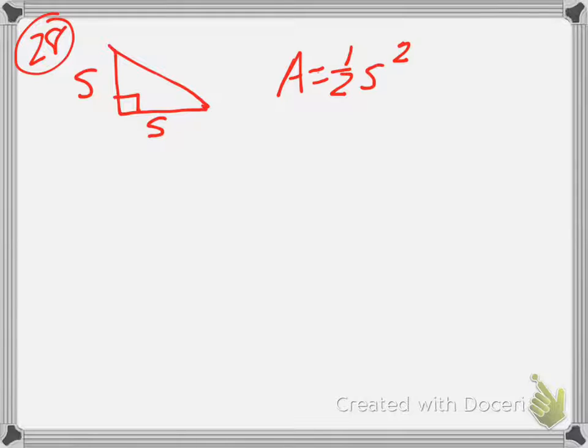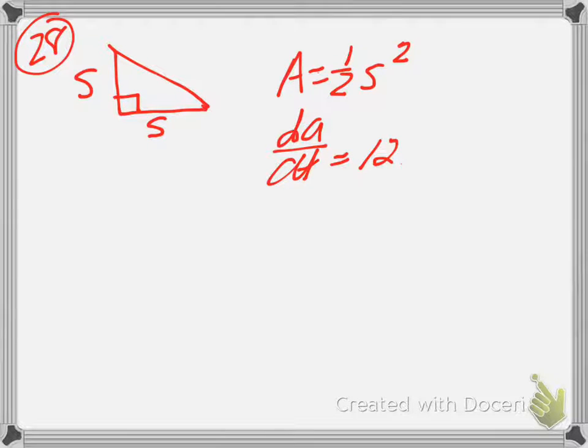Okay, here's number 28. Seems a little crazy, but I don't think it'll be that bad. So we have an isosceles right triangle, which I drew, and the legs are of length s, and the area is 1/2 base times height, but the base and height are each s, so therefore we get the area is 1/2 s squared. Now it's saying that the area is increasing at a rate, so that will be dA over dt at a rate of 12.